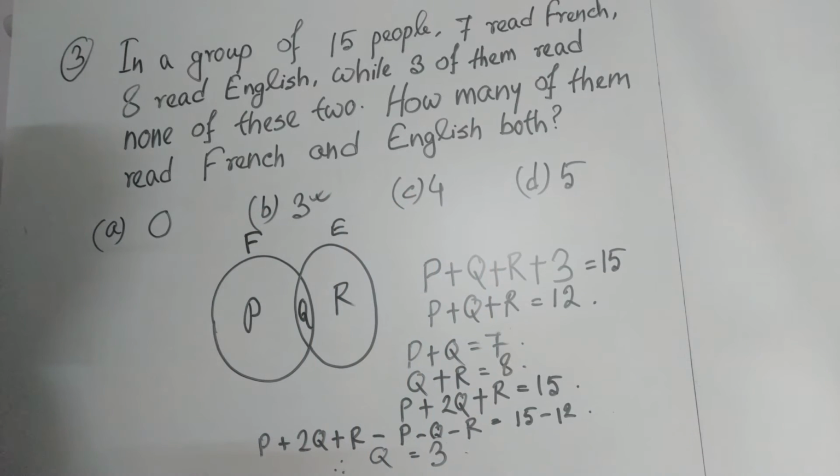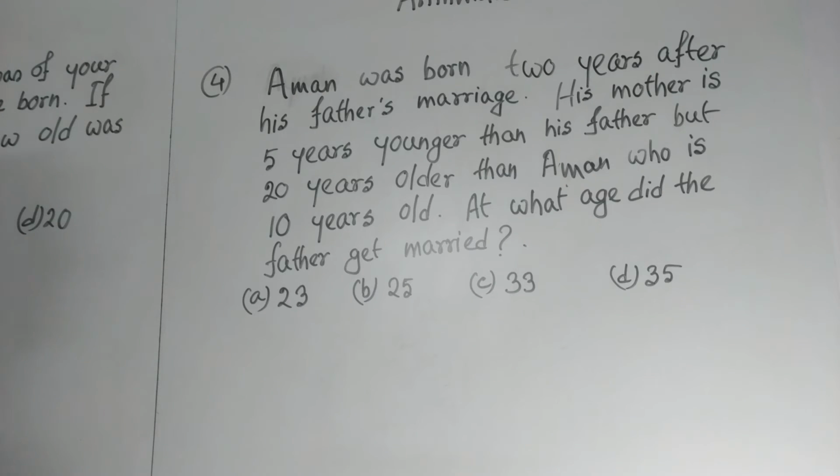Okay. Next, problem number 4. This is a very easy problem. Read the statement very carefully. Aman was born 2 years after his father's marriage. His mother is 5 years younger than his father, but 20 years older than Aman, who is 10 years old. At what age did the father get married?